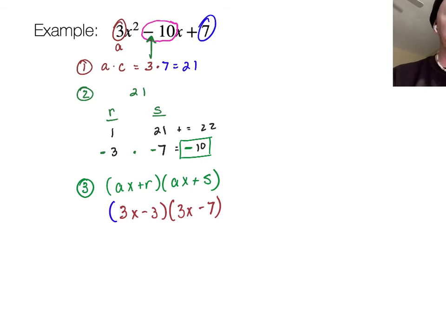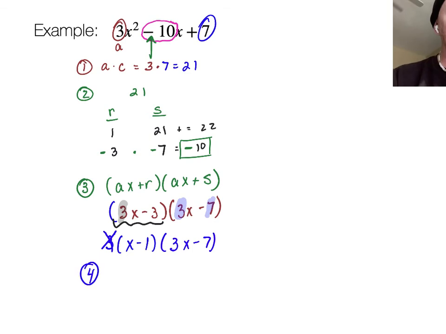Now all we have to do is look at both of these and see if there's any GCF we can take out. We look at them individually. Each term in the first is divisible by 3, so let's pull that 3 out, giving us x minus 1. The other term, 3 and 7, they do not have a GCF, so we just leave it like that. Whatever you pull out, you just cross that out, and this is your final answer.